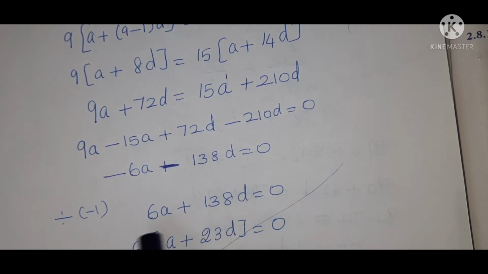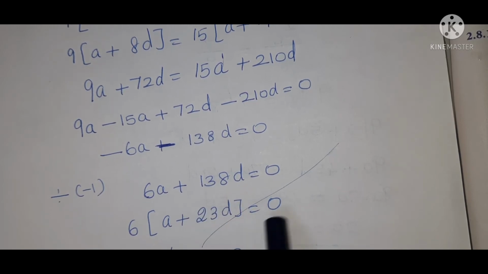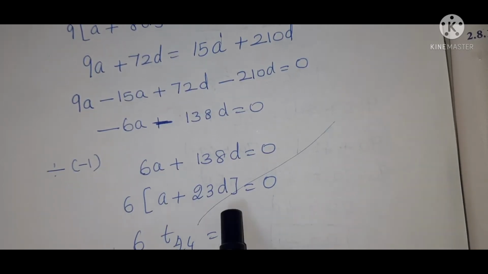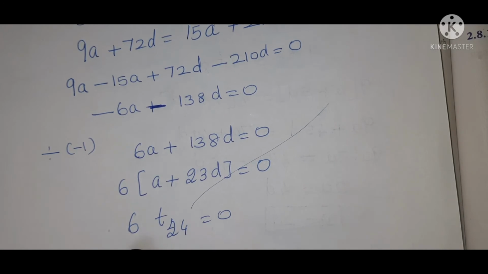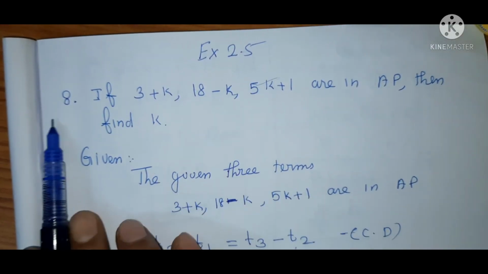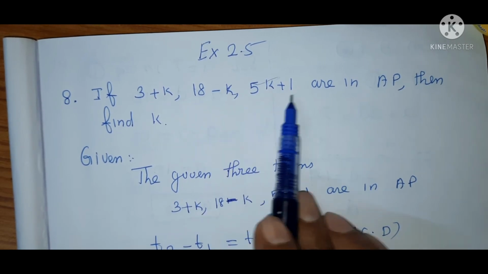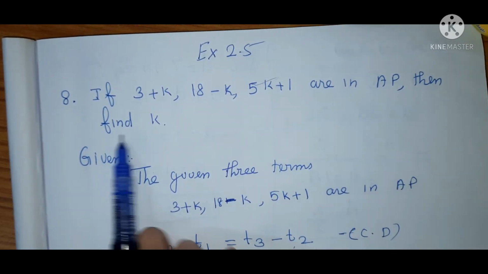Taking out 6 from the terms, 6 into (a plus 23d) is equal to 0. A plus 23d is the 24th term. So 6 into T24 is equal to 0. Hence proved.